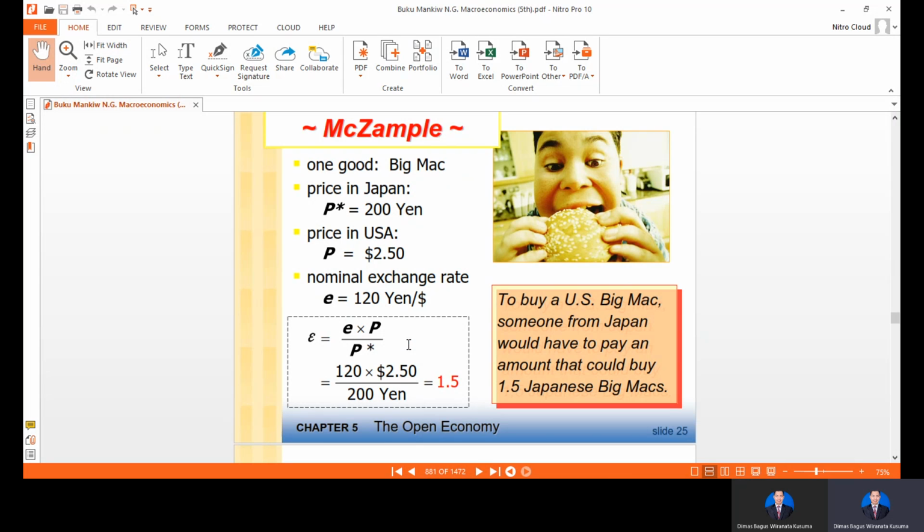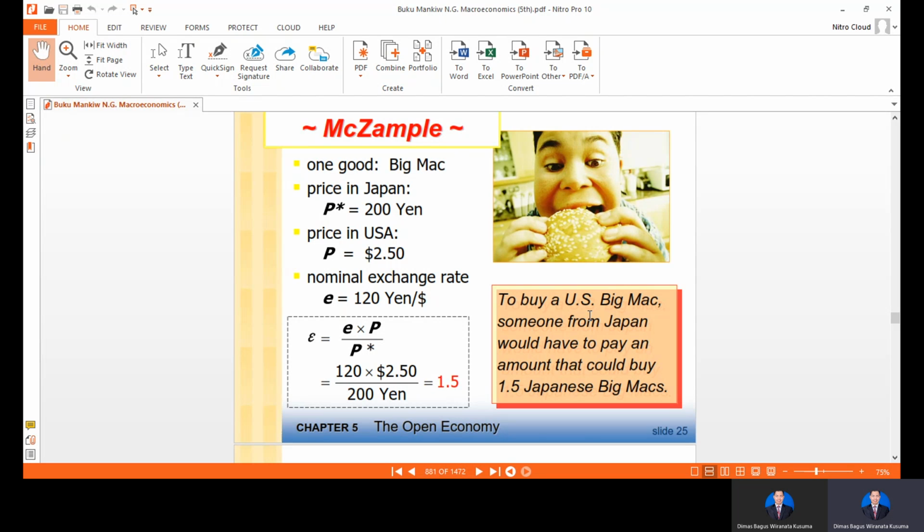So the question is, what is the real exchange rate of the Big Mac from the Japanese perspective? Namely, 120 times 2.5 is the price in the foreign country, over the price in the domestic country, 200, and then you get 1.5. So it means that to buy a US Big Mac, the same good, someone from Japan would have to pay an amount that could buy 1.5 Japanese Big Macs. So one Big Mac in the US is equal to 1.5 Japanese Big Macs.